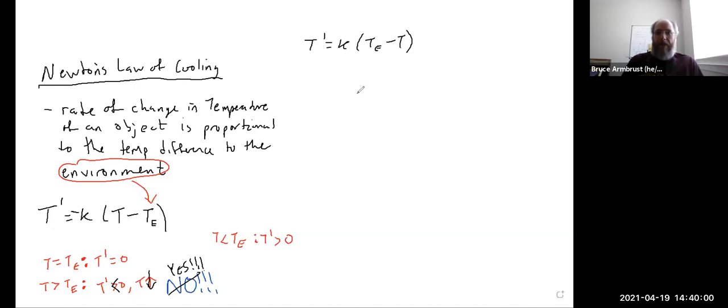Well, check it out. It's linear and it's first order. It's just not homogeneous, right? If I multiply this through, move the KT over, I get T prime plus KT equals KTE. Now remember that the TE is a constant. That's the temperature of the environment. So we can easily solve this linear first order.